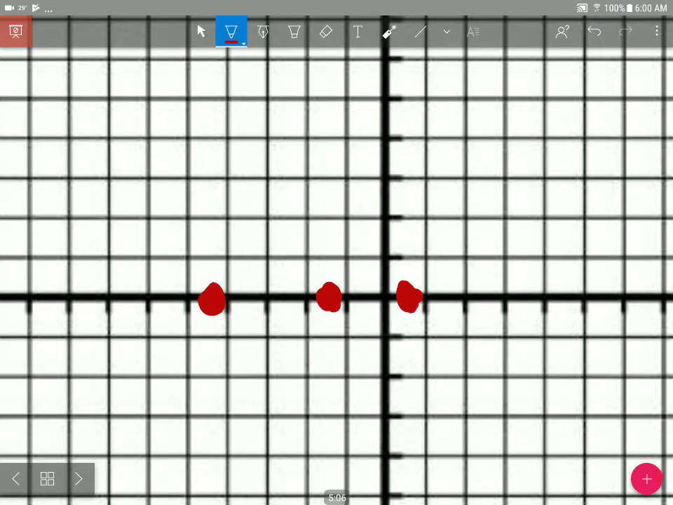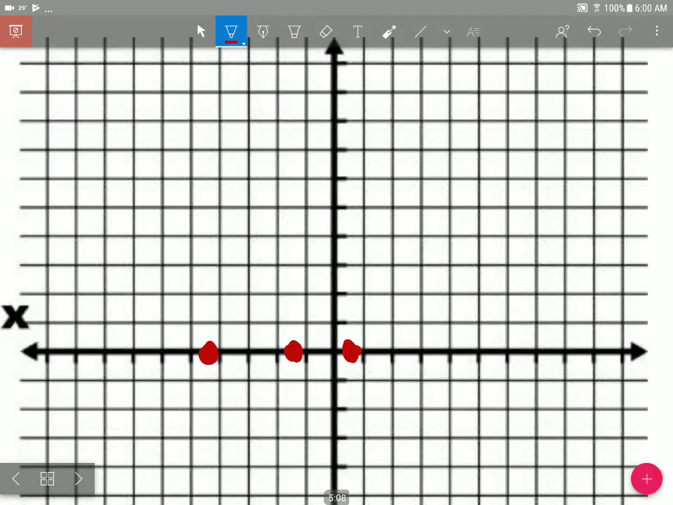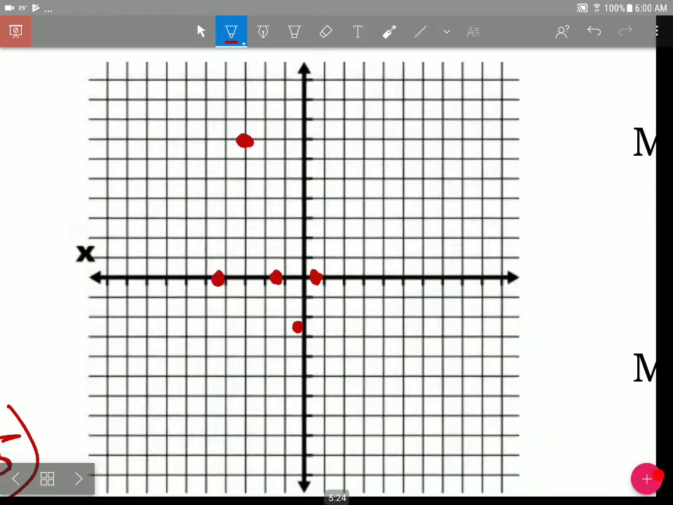Then I have a maximum at 3, 7. So 1, 2, 3, 1, 2, 3, 4, 5, 6, 7. And then I have a minimum at negative 1/3, so just to the left of 0, down 2.5 spots. So about there. It's just to the left of 0. That's down 2.5 spots. So there's my graph.